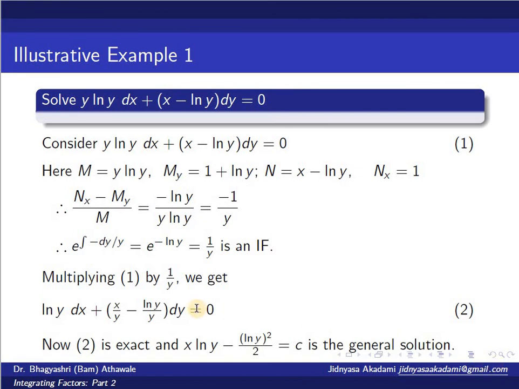Now apply our normal method of solving exact differential equation and verify your solution with this: x ln y minus (ln y) whole square divided by 2 is equal to c. See, I am not going into the details of this step now because we have seen so many problems of solving exact differential equations in previous videos. If you have any doubt, ask me on my mail ID, or you can revisit the videos on exact differential equations. So this is the solution of my differential equation.